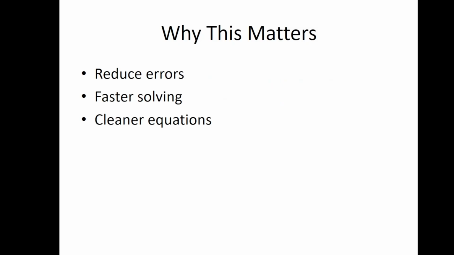So why does this matter? It matters because it reduces errors. In engineering, precision matters. Working directly with fractions or decimals can lead to rounding errors or slow calculations. By clearing them early, we reduce errors, speed up our solving, and make our equation easier to interpret. These are really important things that we need to understand.